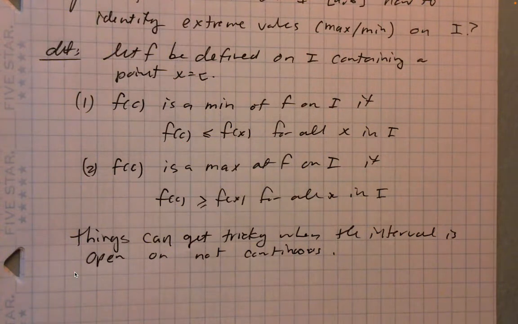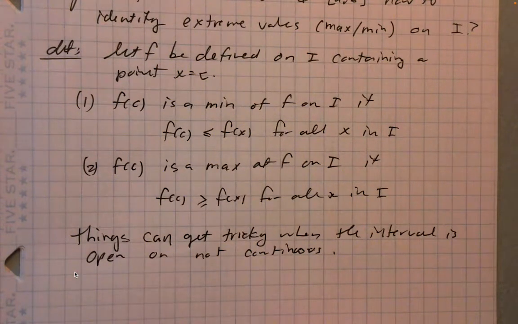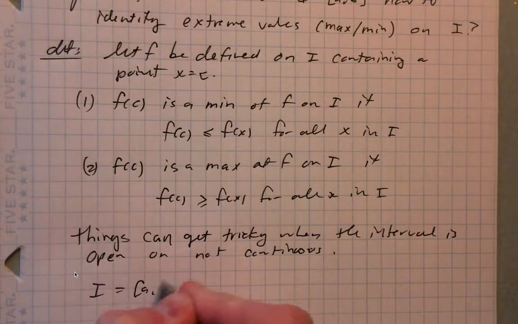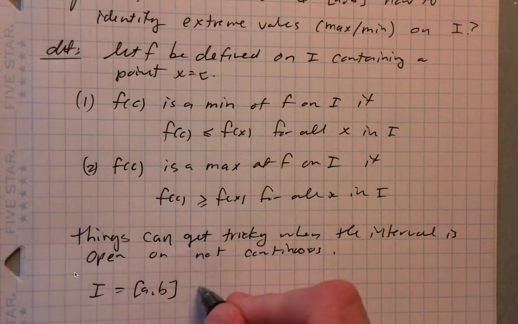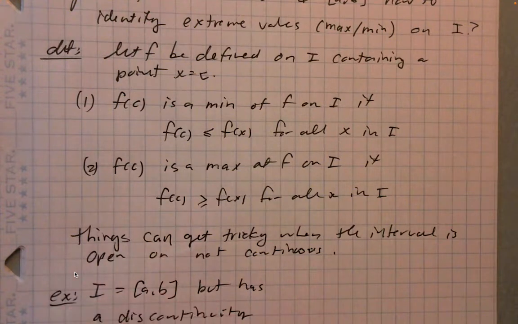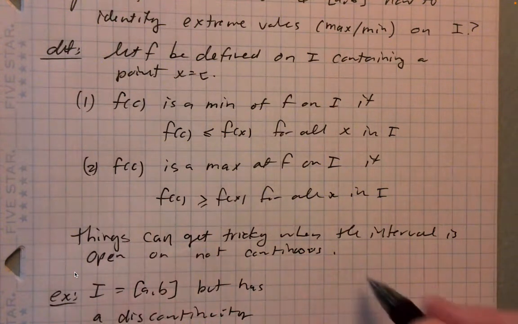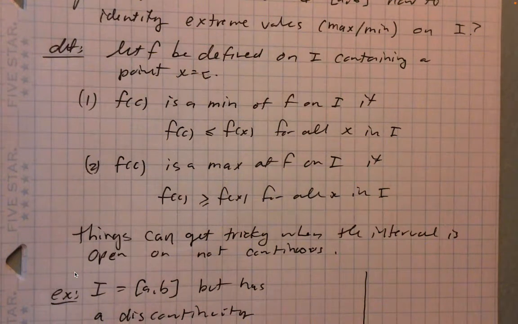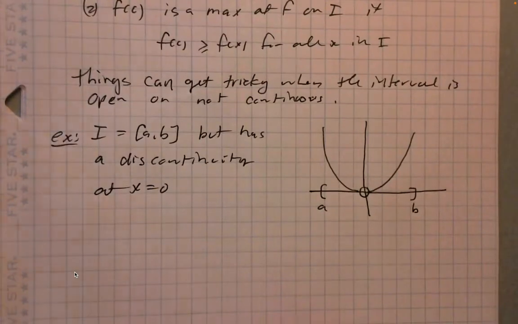So let's first start with this example. We'll say I equals (a, b), but the function has a discontinuity at x equals 0. This is an example. Okay, so let's see what this looks like. So here's a sample. We've got a discontinuity at x equals 0, and then it looks like this maybe. And then we'll say a is here and b is here. Okay, so maybe this is our function.